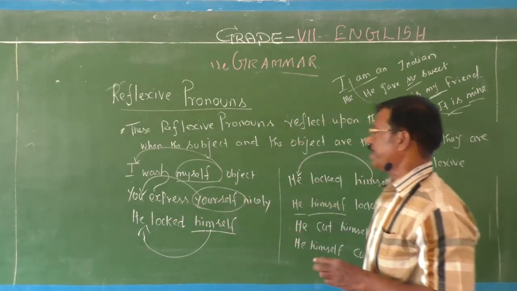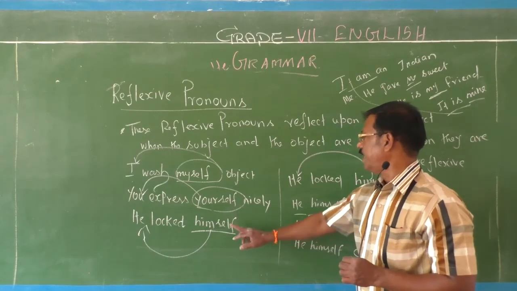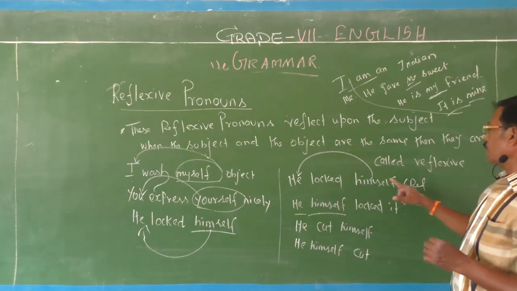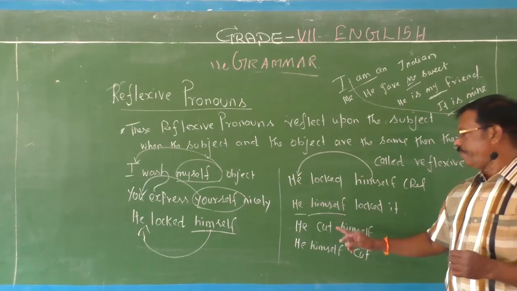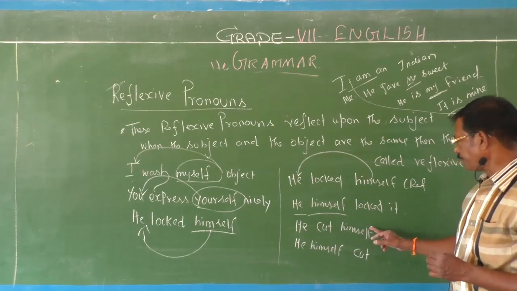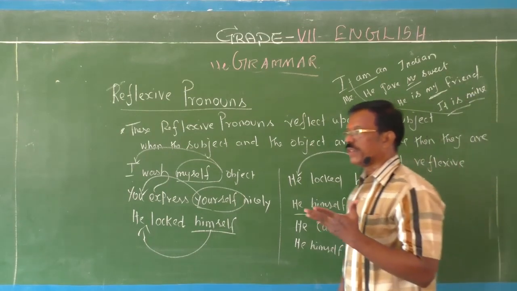I have differentiated. I washed myself. You express yourself. He locked himself. See, he locked himself: reflexive. He himself locked it: emphatic. He cut himself: reflexive. He himself cut it: emphatic. So you should know the difference.